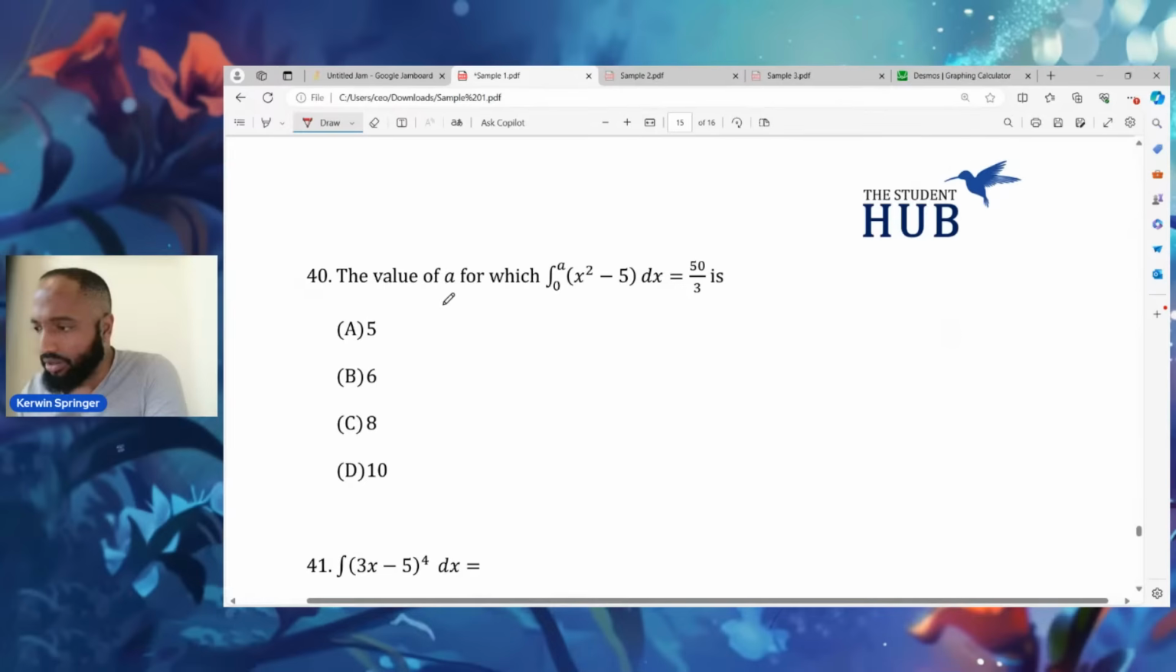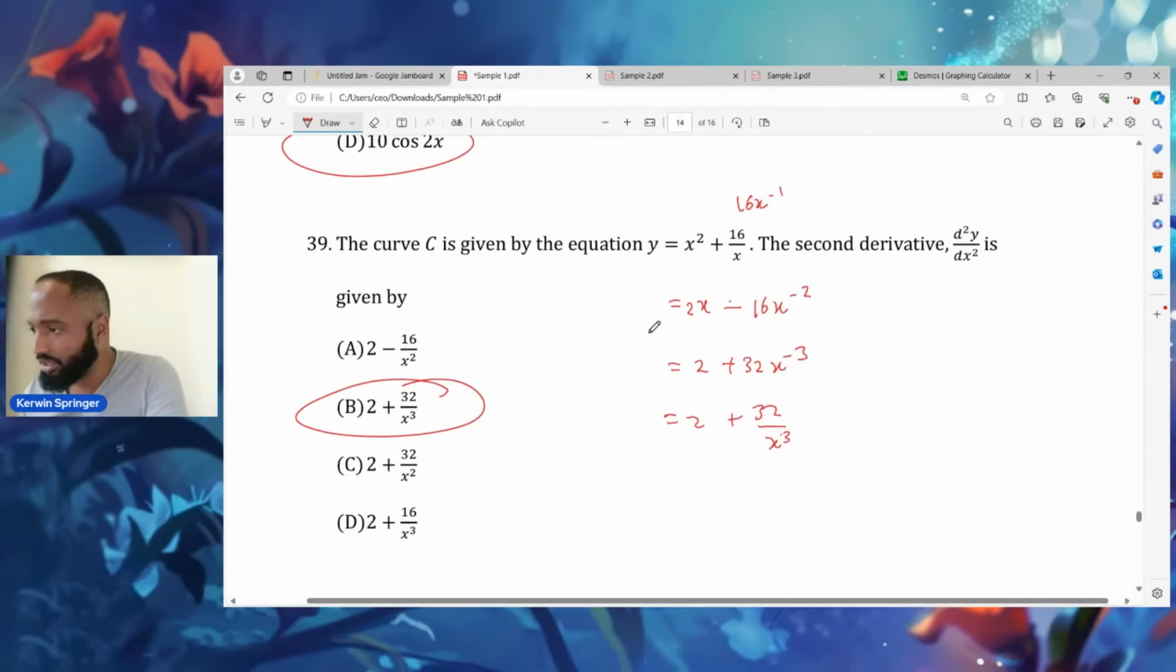The value of a for which the integral from 0 to a of root x squared minus 5 dx is 50 over 3. I mean, you can use your calculator for this. Why are we switching signs?